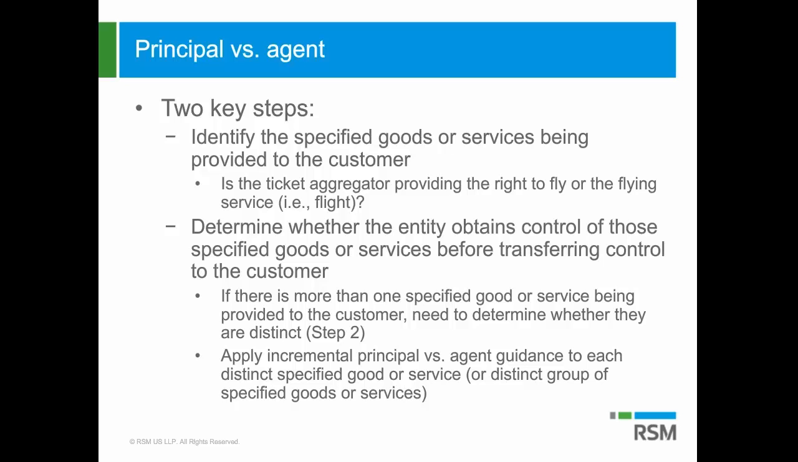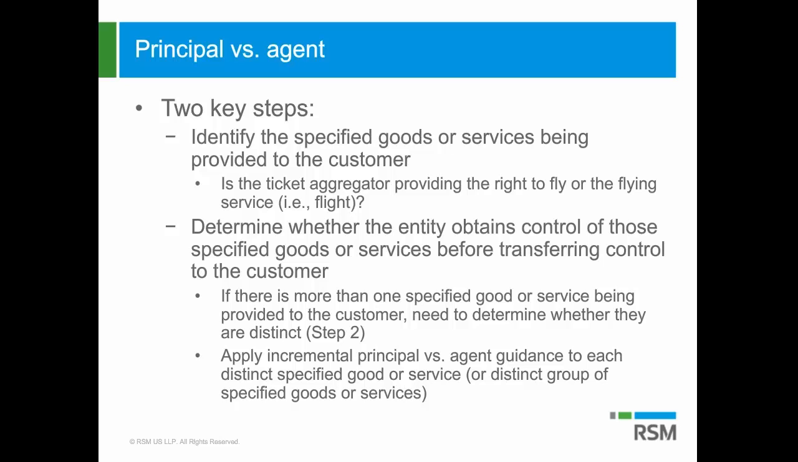With that specified good or service, the evaluation is, as an entity, am I obtaining control of that specified good or service before I give it to the customer? And we'll talk about how you evaluate that control. There may be cases where you're providing multiple goods and services, in which case you need to apply step 2 first, to determine your performance obligation based on that specified good or service.